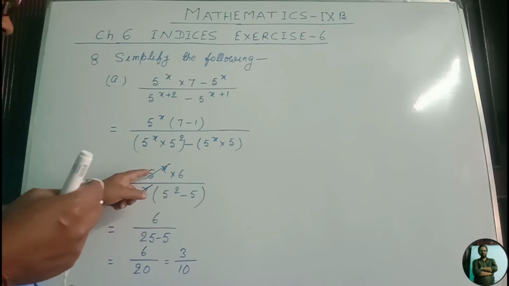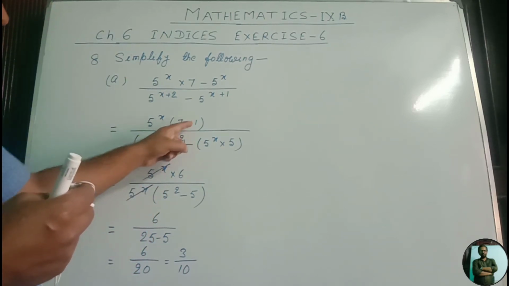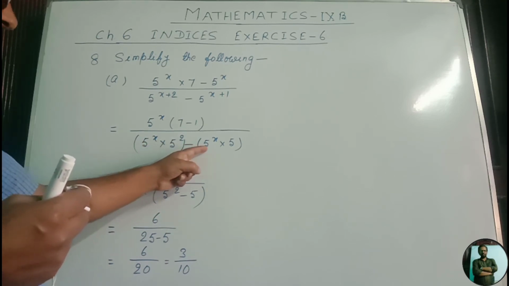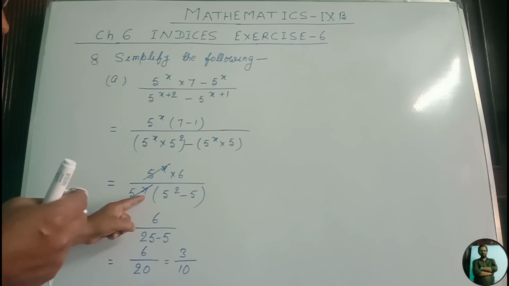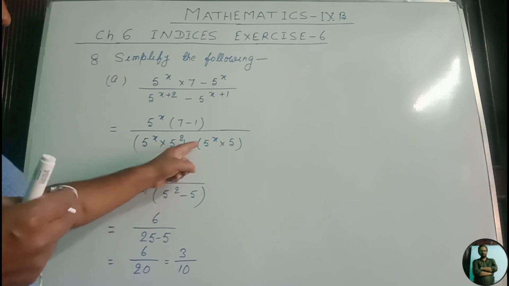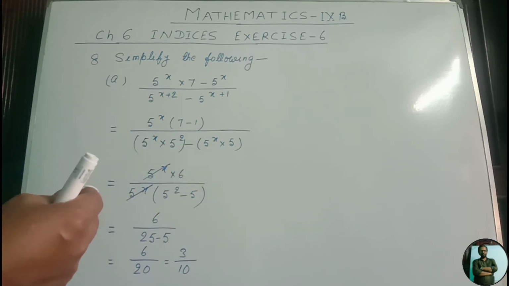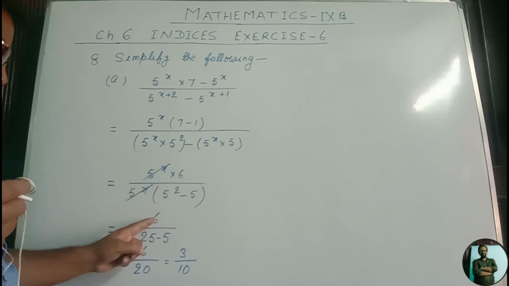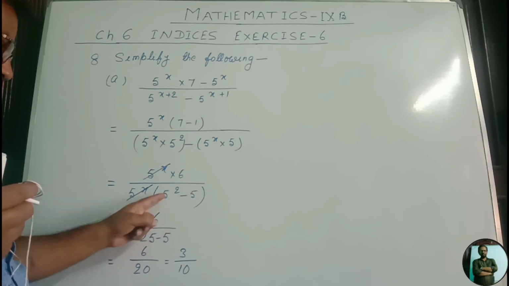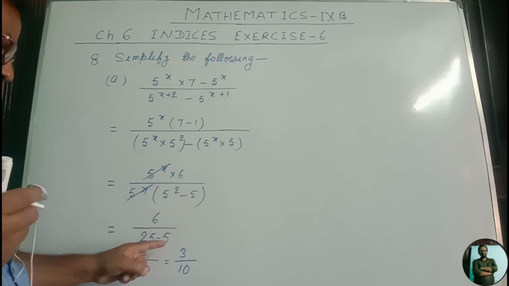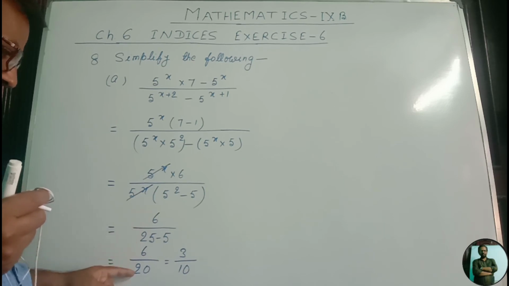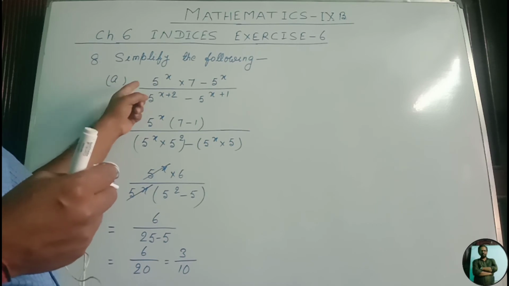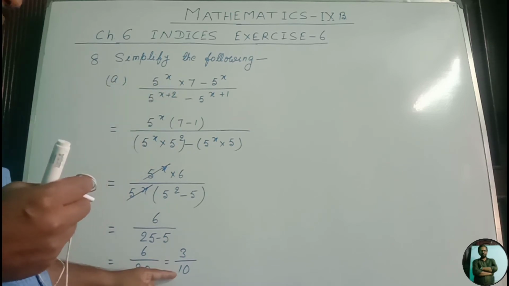Now 5 to the power x into 7 minus 1, that is 6. This 5 to the power x and 5 to the power x, so 5 to the power x we can take common. Here 5 square is left, here minus 5 is left. Now 5 to the power x and 5 to the power x cancelled. Here 6 is left: 6 by 5 square minus 5. 5 square means 25, minus 5. Here I wrote it became 6 by 25. The simplest form will be 3 by 10. So the solution of this expression is equal to 3 by 10.